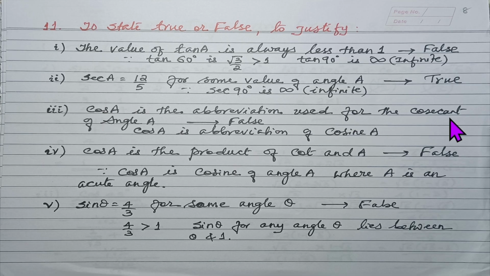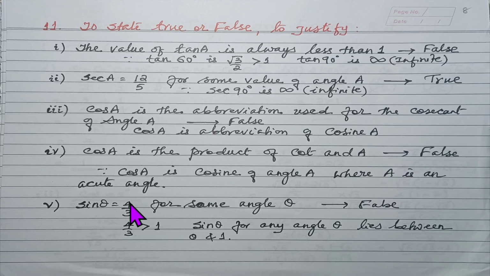Cos A is the abbreviation used for the cosecant of angle A. It is totally false, because cos A is the abbreviation of cosine A. Cos A is the product of cot A and A. It is totally false, because cos A means the cosine of an acute angle A, and not the product of cos and A.